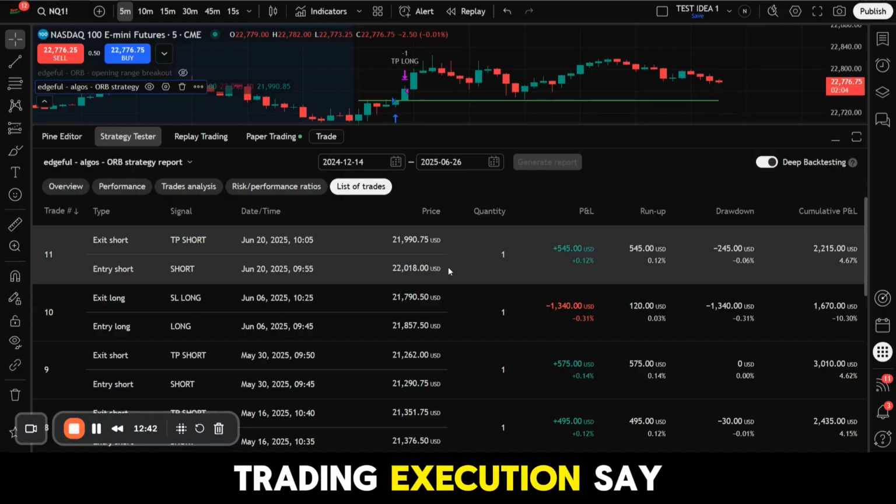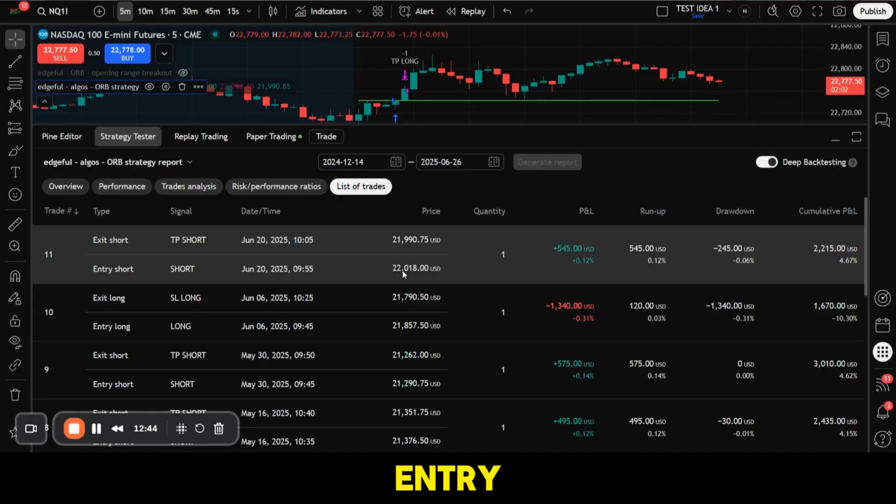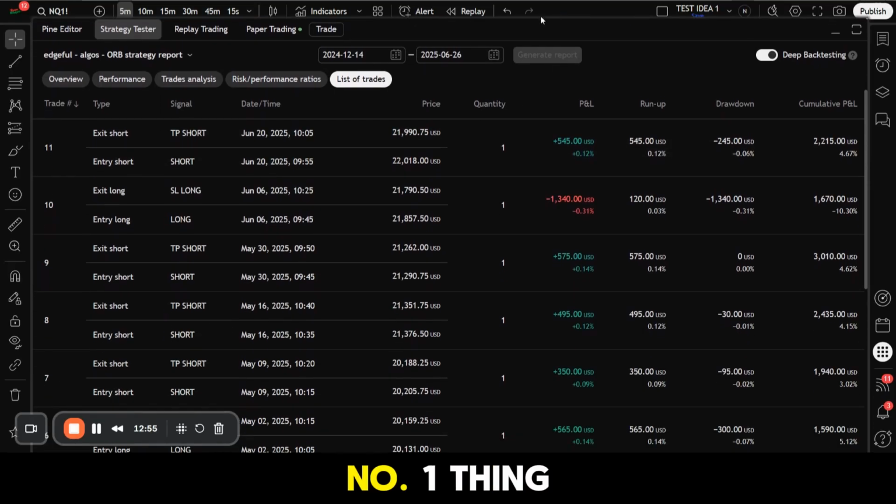trading execution, say, okay, what was my entry? Was it similar to the Edgeful algo and TradingView? If it's close, good. How's my exit? Was it close? Yes, good. Was it a win? And this is the biggest one. This is the number one thing at this point.